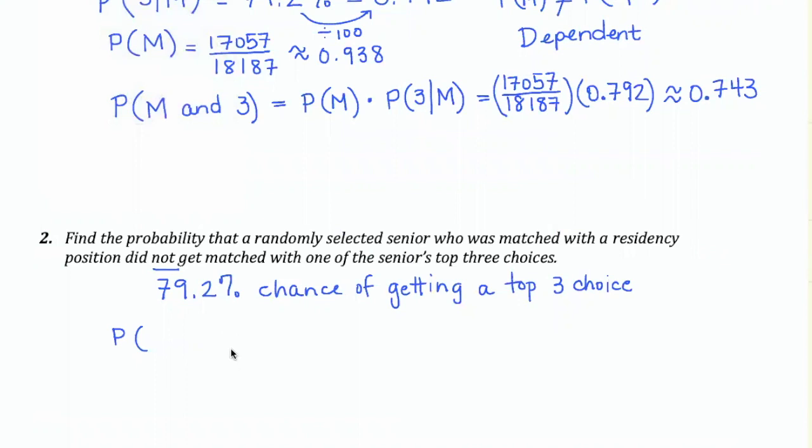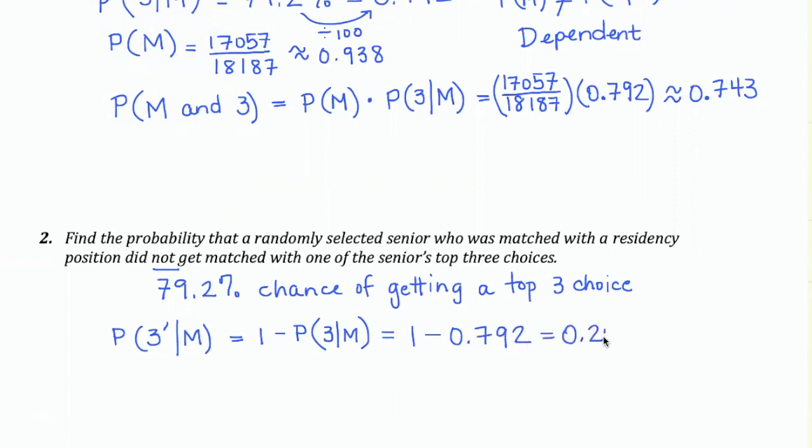So in notation, what I'm trying to calculate is the probability that they did not get a top 3 choice. See how I have the 3 prime here, given that they were matched, and that's supposed to be 1 minus the probability that they did get a top 3 choice, given that they were matched. So I will do 1 minus. Now, I don't want to use the 79.2 if I'm using 1 as my total probability. So I would go back to the decimal, subtract, and I would get 0.208.